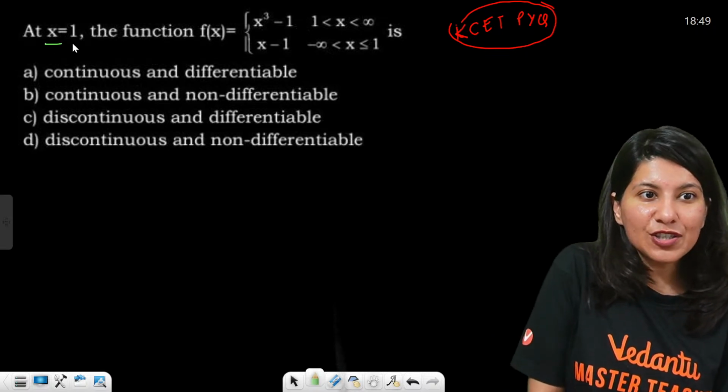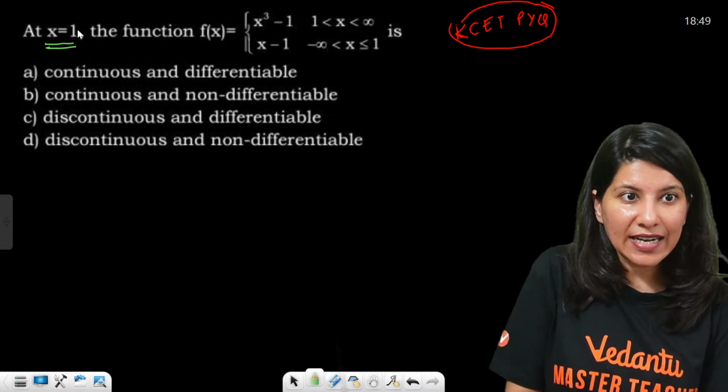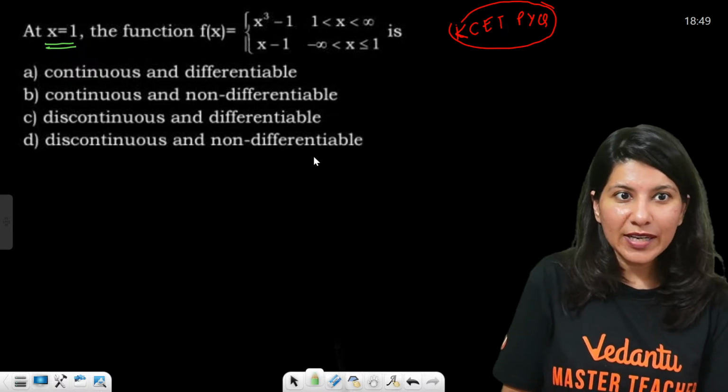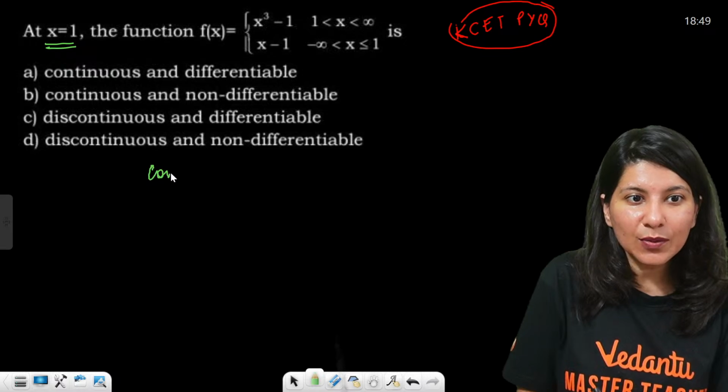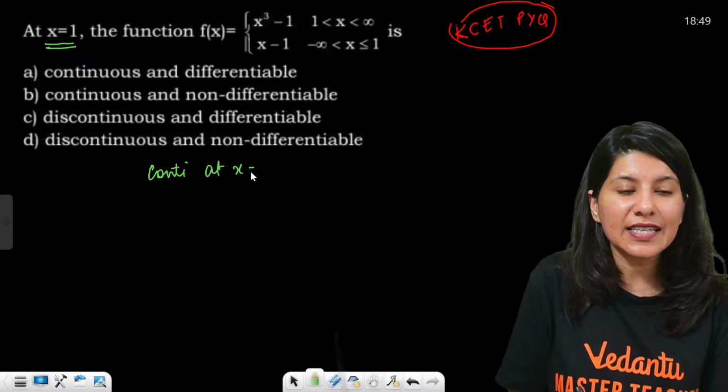So this is a function at x equals 1. This function is this, and at x equals 1, we are looking at whether the function is continuous or not. Let me just tell you that for continuity, obviously, if you want to check differentiability, continuity at x equals 1, tell me.